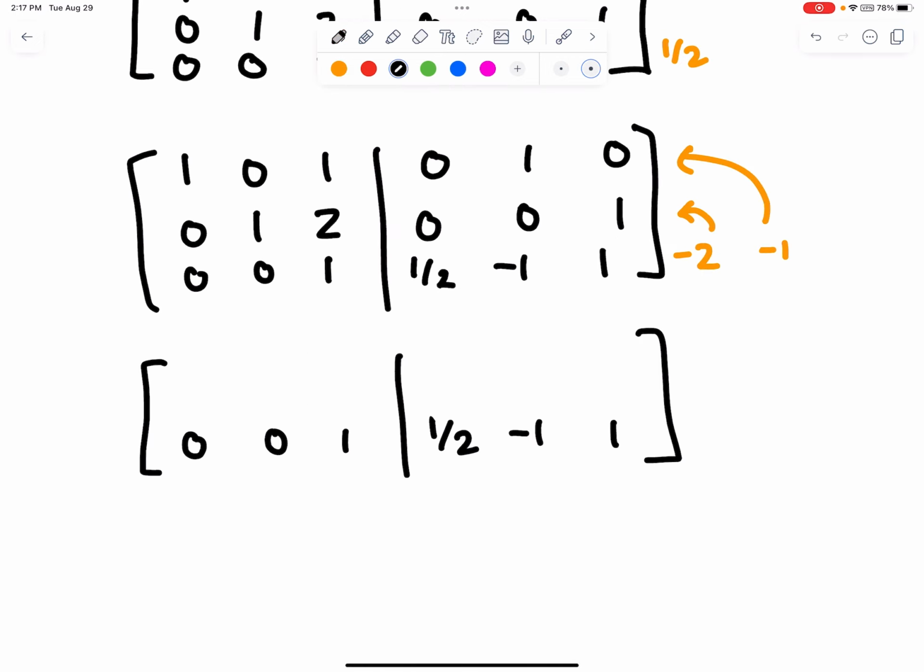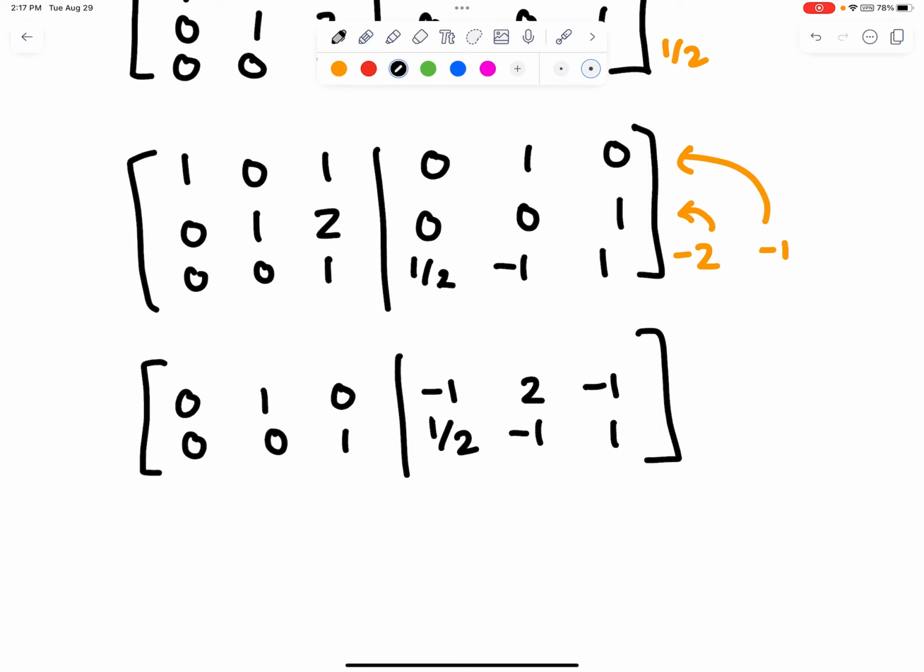New second row, negative 2 times 0 add to 0 is 0. Negative 2 times 0 add to 1. Negative 2 times 1 add to 2 makes 0. Negative 2 times 1/2 is negative 1. Add to 0 is negative 1. Negative 2 times negative 1 is 2. Add to 0 is 2. Negative 2 times 1 is negative 2. Add to 1 is negative 1.